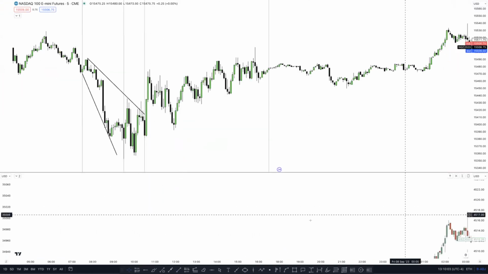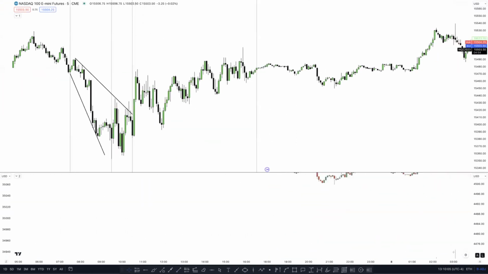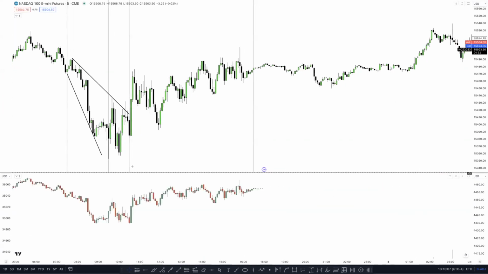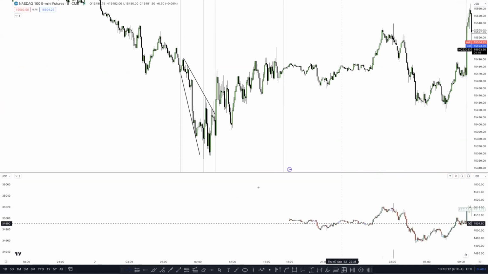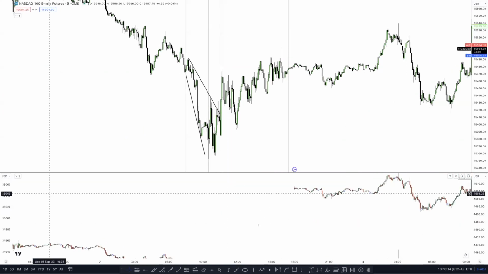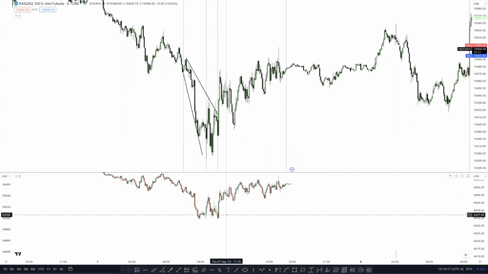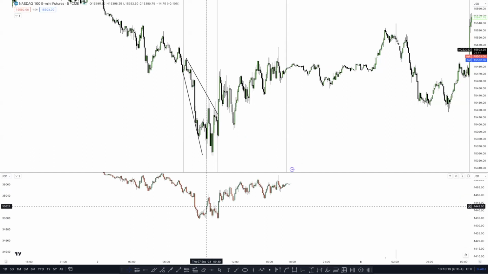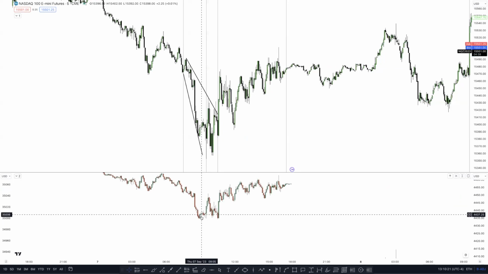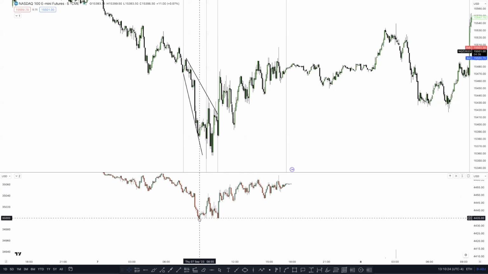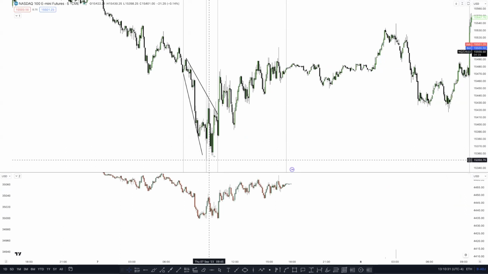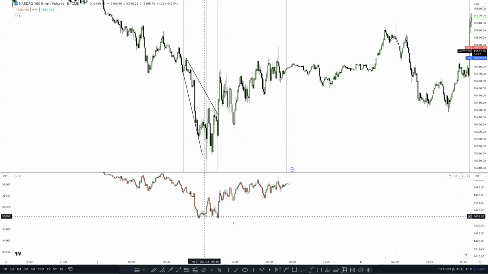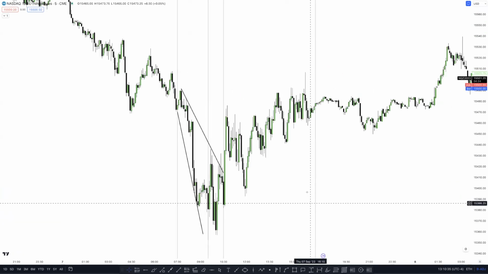Now let's see, can we see an SMT divergence over here? I'm using the ES contract here. I don't think I'm using the correct one, but let's look at this with the Dow Jones. Look, it makes a lower low, while this makes a higher low. Fine, it makes another lower low. Here there's a higher low, here there's a lower low. So there is an SMT divergence inside of the sweet spot.